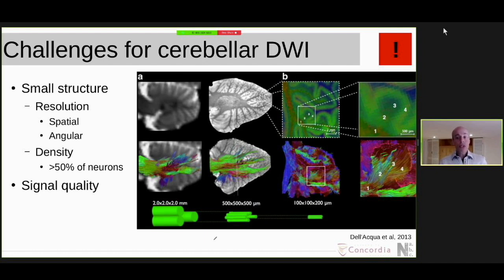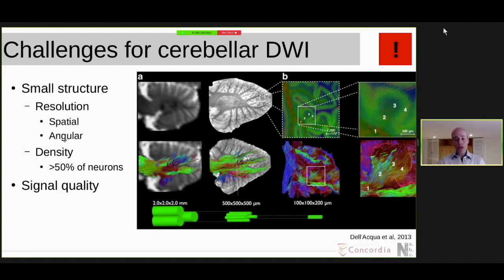And that means that resolution is key. If you're trying to image something with very high packing density, then you need higher resolution to be able to disentangle the effects within. The same can be said for angular resolution, so I won't talk too much about this. That's more of a diffusion thing, but because you have such a small region, you're likely to have lots of fibers crossing each other, and your ability to resolve those crossings is low unless you have higher angular resolution.